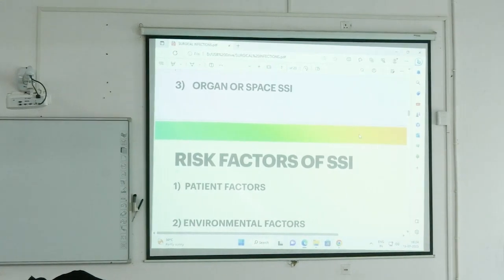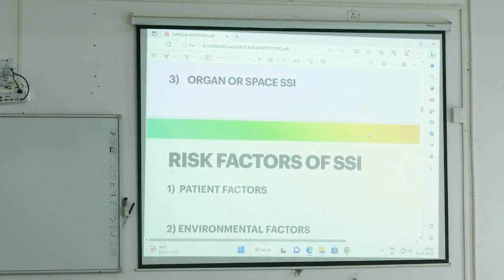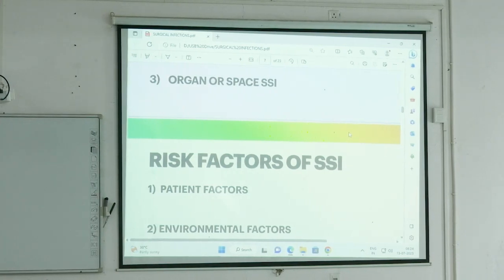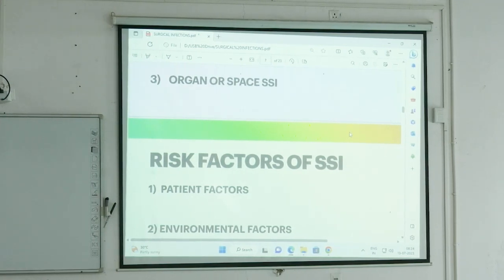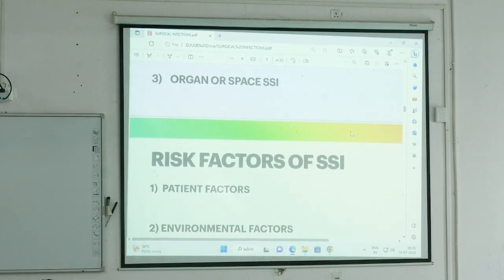Organ space surgical site infection is infection of a specific organ related to the surgery. For example, after appendectomy, the patient develops an abscess. Or after open cholecystectomy, the patient develops an abscess in the subphrenic space, that is between the liver and the diaphragm. That is organ space. Okay? Am I clear? Okay.